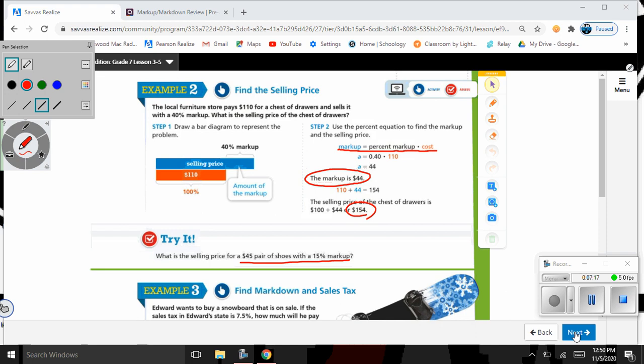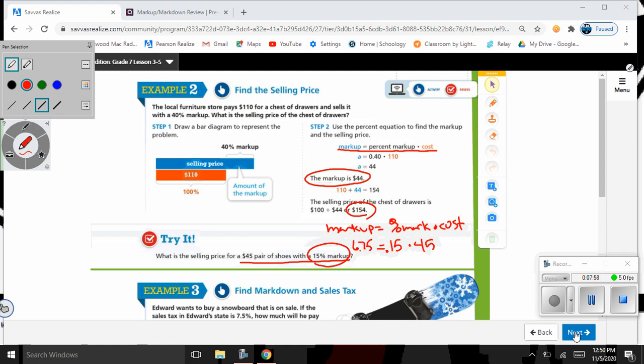So here's our key players. Once again, we're going to take a look at this equation up here. Markup equals the percent markup times the cost. So in this case, if we plug in what we know, it's a 15% markup. So we're going to change 15% to a decimal by sliding it over 2 places to the left, or dividing it by 100. And then the cost was $45. So when I take 0.15 times 45, my result is $6.75.